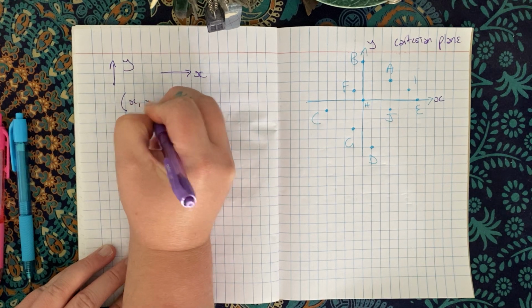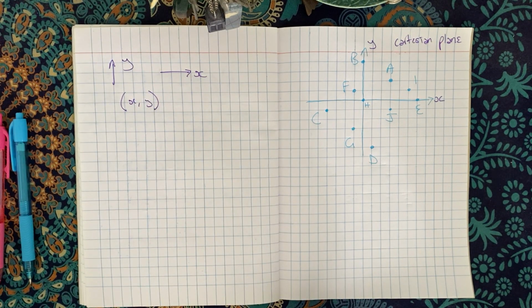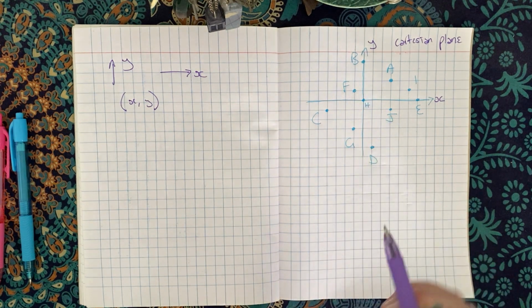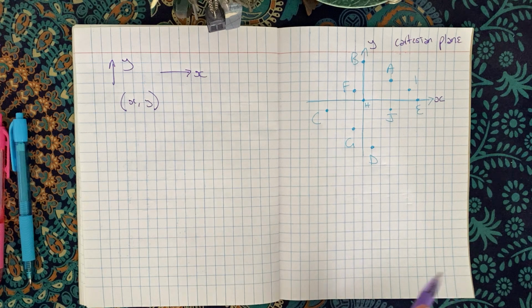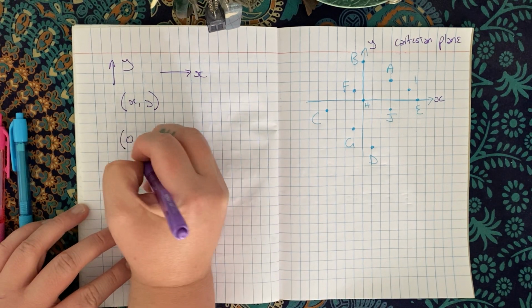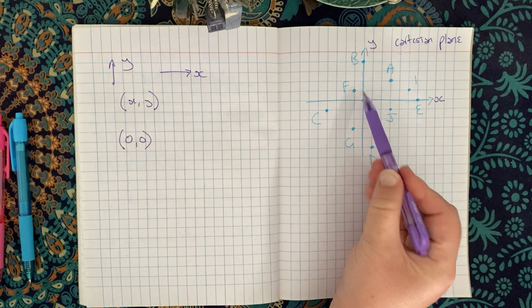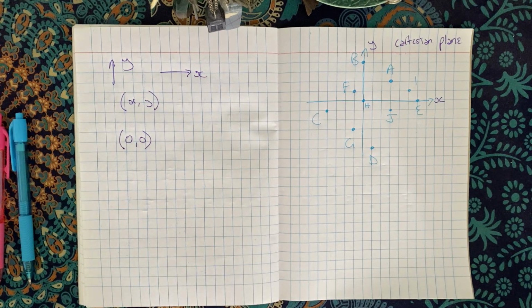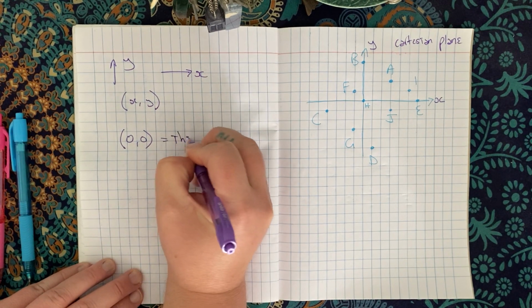We always say X, then we say Y when we write our little coordinates in a set of brackets. Right, do you also remember what is the name of the center of the Cartesian plane? The coordinates are going to be 0, 0, right? Because we're not going anywhere on either. Hopefully you remember the name. It's called the origin.